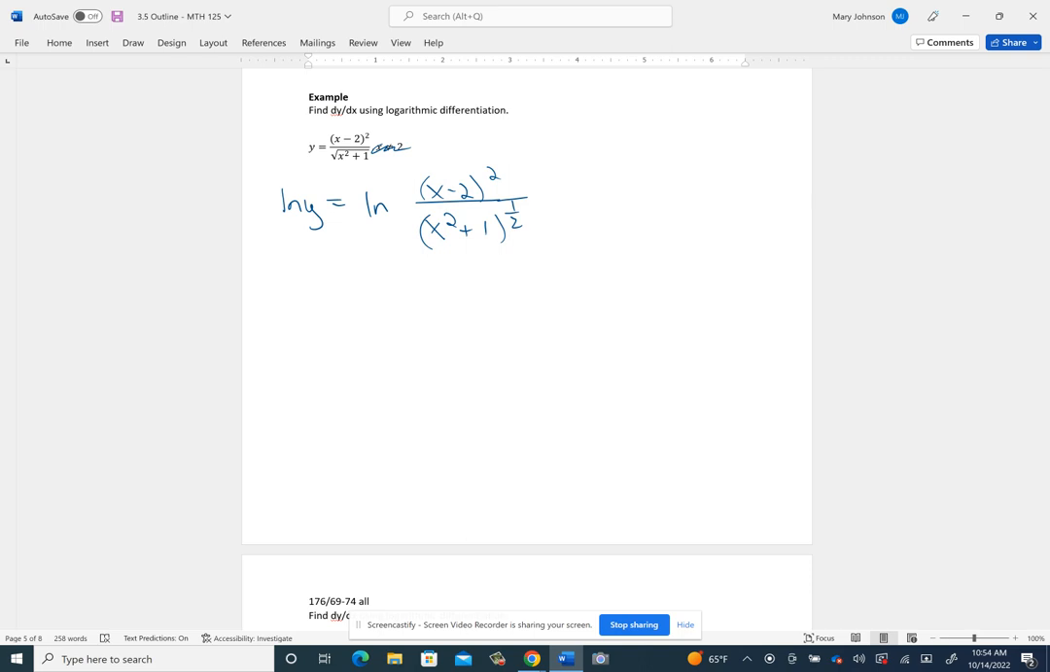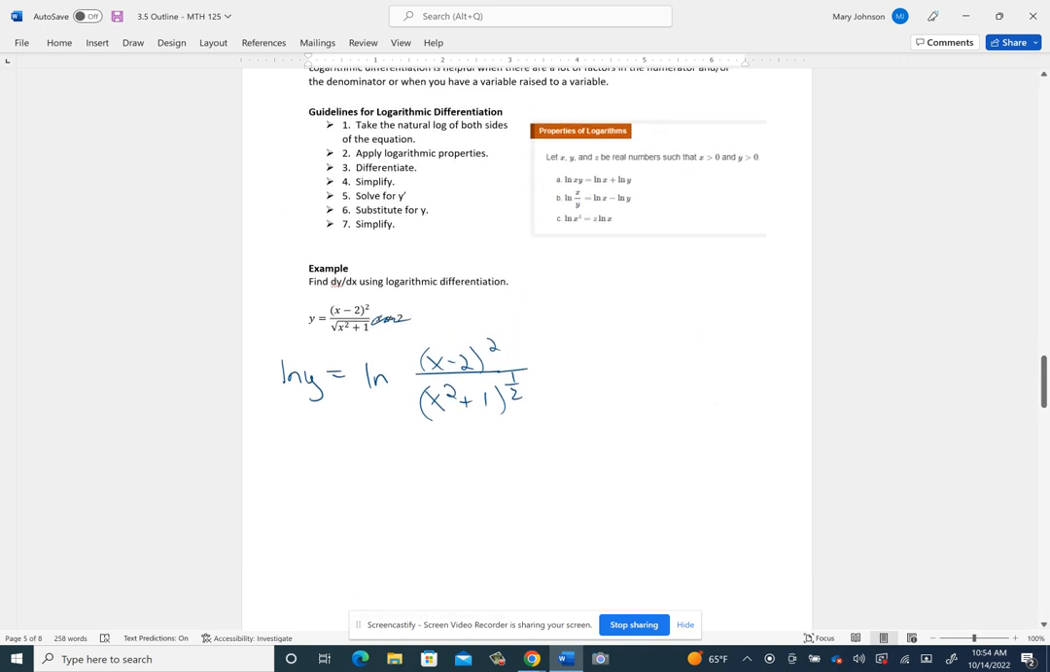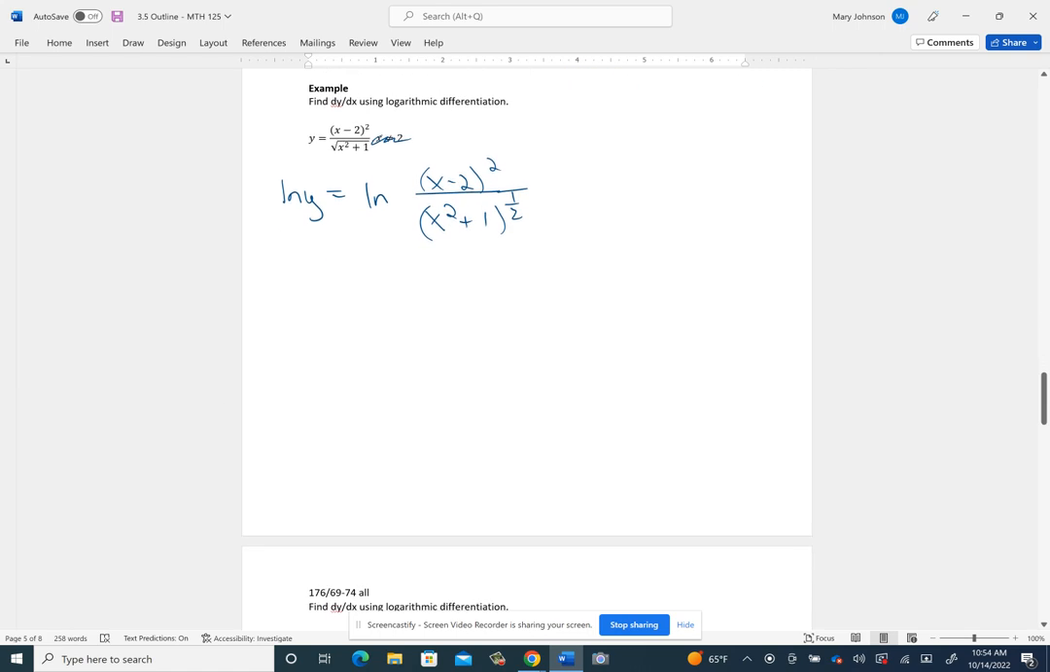What you're going to do is expand it, and you're going to be doing that using these properties right here that tell you what happens when you have the log of a product, right? It turns into the sum of two logs. Log of a quotient turns into the difference of two logs. And then if you have the log of a power, you can bring the exponent down in front. So what I'm doing right now is not yet taking the derivative. I'm just using the log properties to expand this expression.